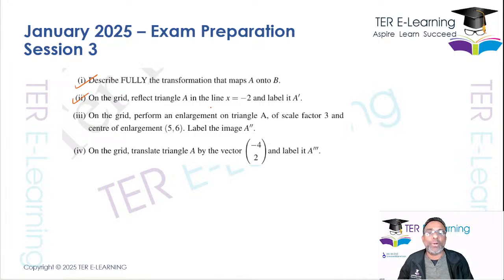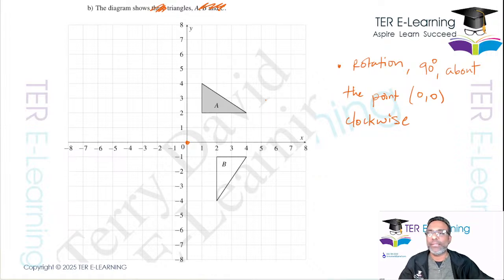The next thing we want to do, we want to reflect triangle A in this line here, x is equal to minus 2. Now, we did something similar yesterday. So the first thing we need to do is identify the line x is equal to minus 2. The line x is equal to something is always a vertical line, right? So x is equal to minus 2 is a line that's around here.